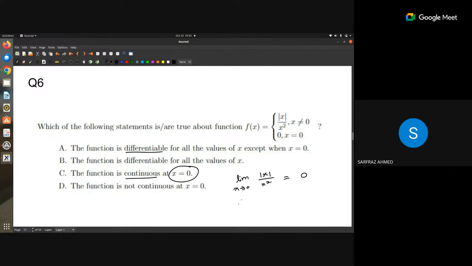Sir, for the left hand side, can we write it like minus x by x square, and for the right hand side, x by x square? Yes, sir. We need to break it into two. So the left hand limit will be minus x by x square, and the right hand limit will be x by x square.